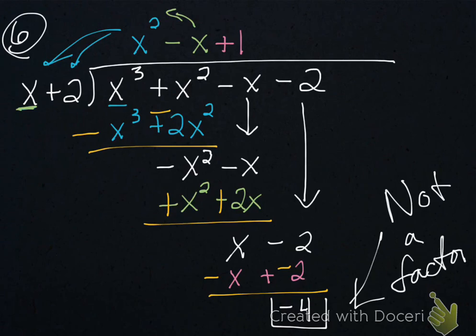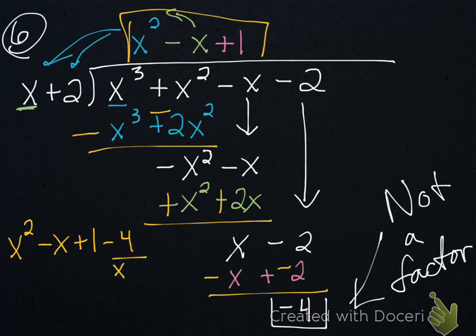But I still have my quotient. Let's write it out nice and pretty. X squared minus x plus 1 minus 4 over x plus 2. Always remember to put your remainder. This concludes the practice for the long divisions lesson.